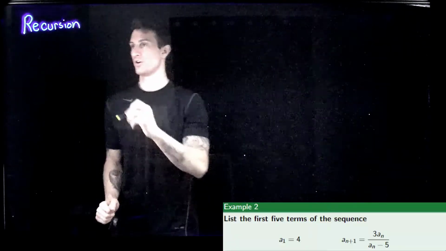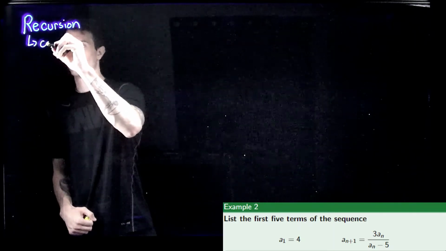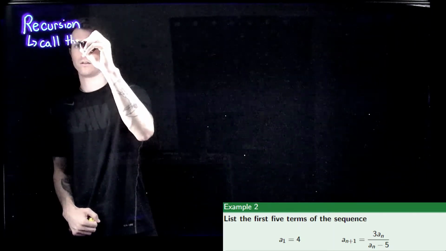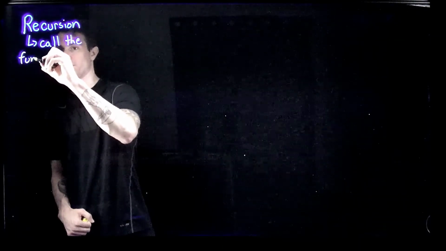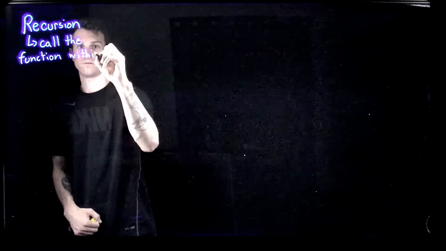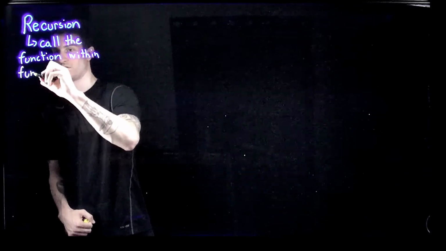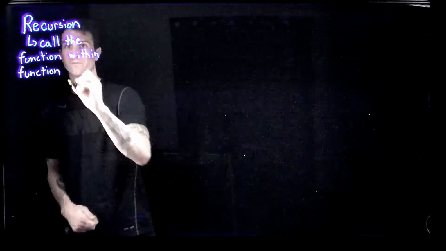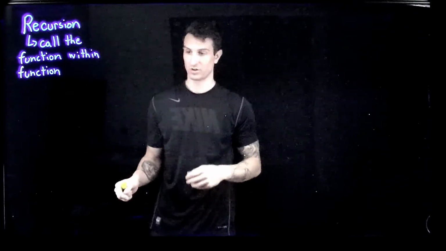Back to example 2. So same as the previous example, there's just one little twist. Right, so the twist here is going to be recursion, right? So the way that we're going to define this sequence now is going to be through recursion, right? Recursion just means we're going to call the function within the function. And you'll see what I mean when we get to this example.